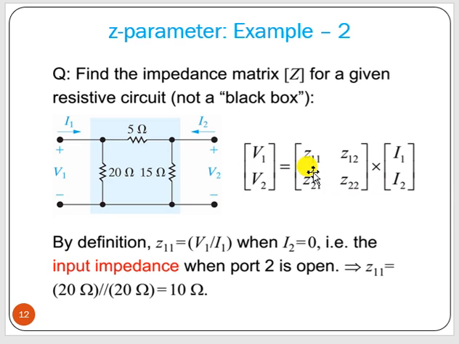Now by definition Z11 is nothing but V1 by I1, okay, when I2 is 0. So always you have to take care of this part, when I2 equal to 0. Now if I2 equal to 0, no current is flowing through this path. Then V1 by I1 will be equal to what? That is Z11. No current is flowing here, so I1 current divides and flows through this path. So 15 plus 5 in series is 20, parallel 20, that will be your Z11. So you can find out.